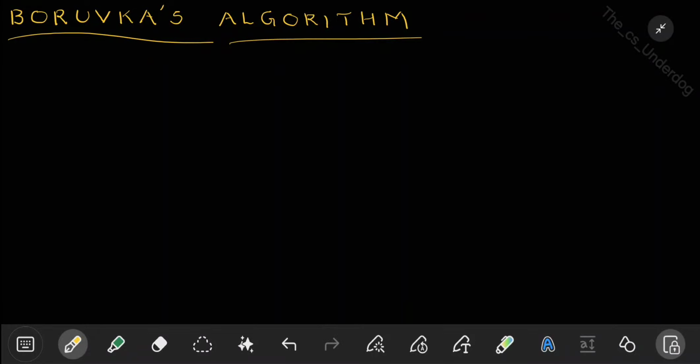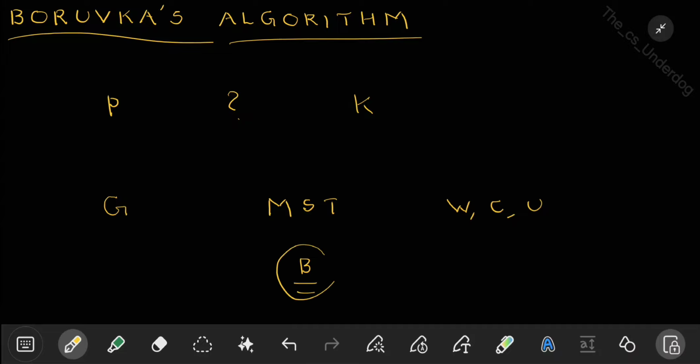Boruvka's algorithm. We already learned about Prim's algorithm and Kruskal's algorithm. What were these algorithms used for? Both of these were greedy algorithms used for finding the minimum spanning tree of weighted, connected and undirected graphs. And what about Boruvka's algorithm? The same purpose is what Boruvka's algorithm is also used for.